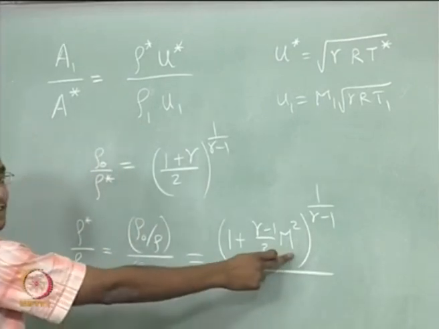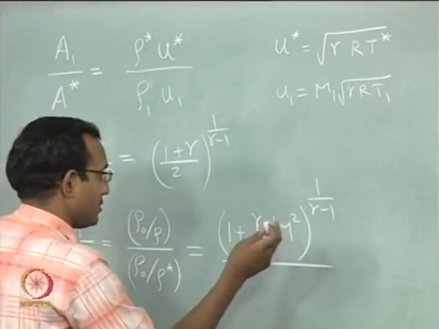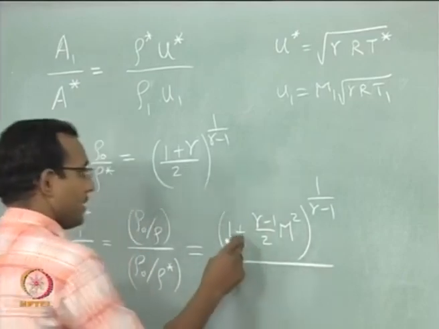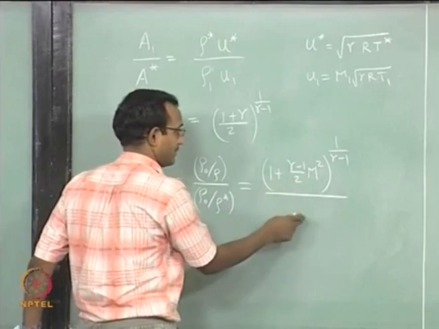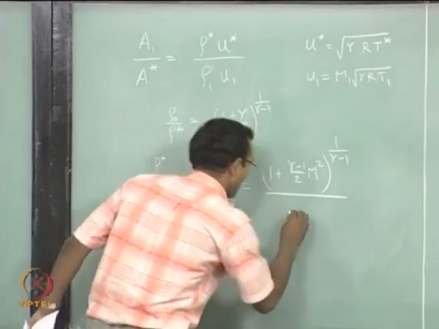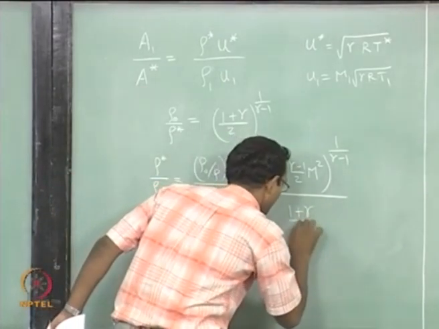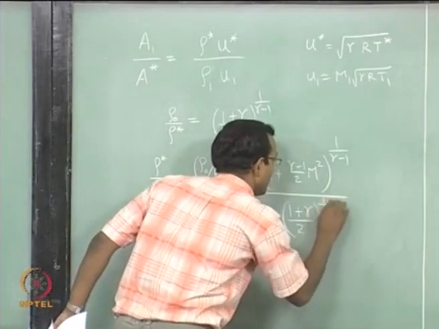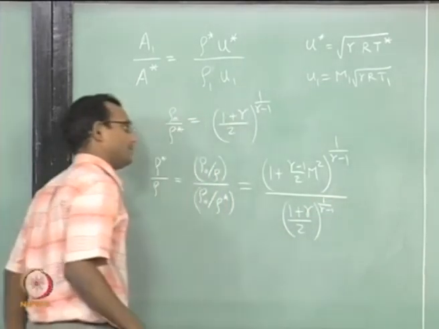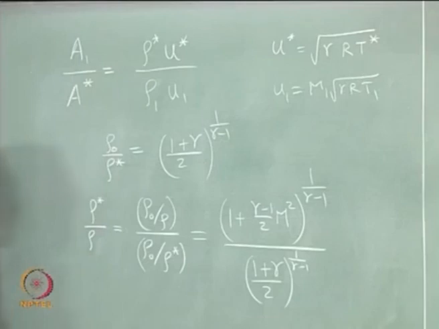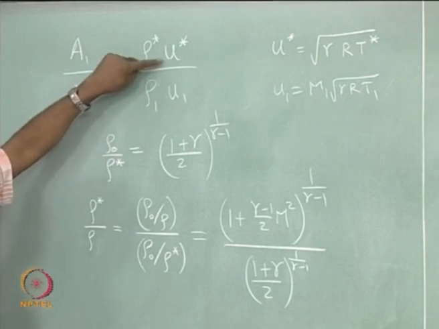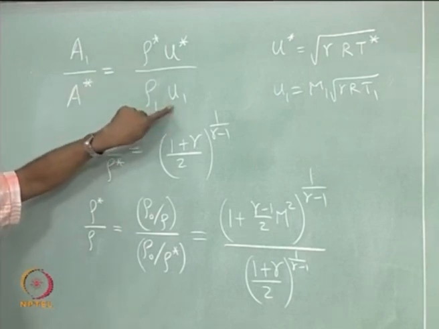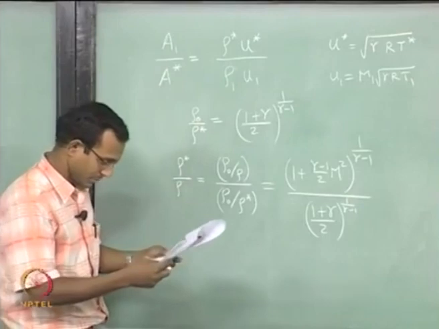It should be m 1, I just made it m, we just dropped the subscript, and the denominator should actually be... The star condition is m equal to 1. That expression will just come out to be 1 plus gamma by 2, to the power 1 by gamma minus 1. This is my expression for rho star by rho 1, or rho star by rho. I also have u star and u expressions, I will put all of them together.